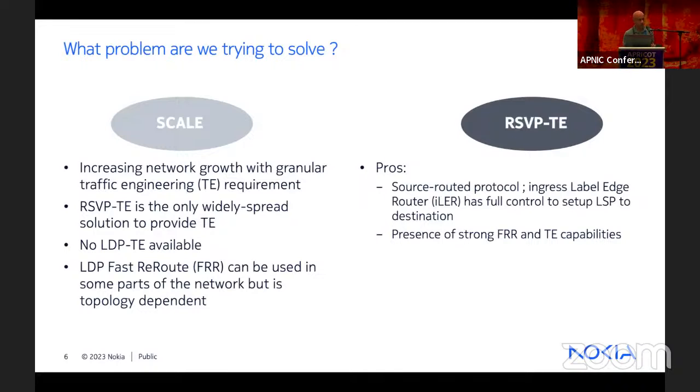Now, RSVP-TE, some pros. It's a source routed protocol. And this is where we're starting to get into the whole concept of segment routing in a way. Source routed means that the source of the traffic determines the path that is taken on its way to the destination, which is obviously very different to your normal longest prefix lookup hop by hop routing in an IP network otherwise. RSVP-TE has very strong fast reroute and traffic engineering capabilities.